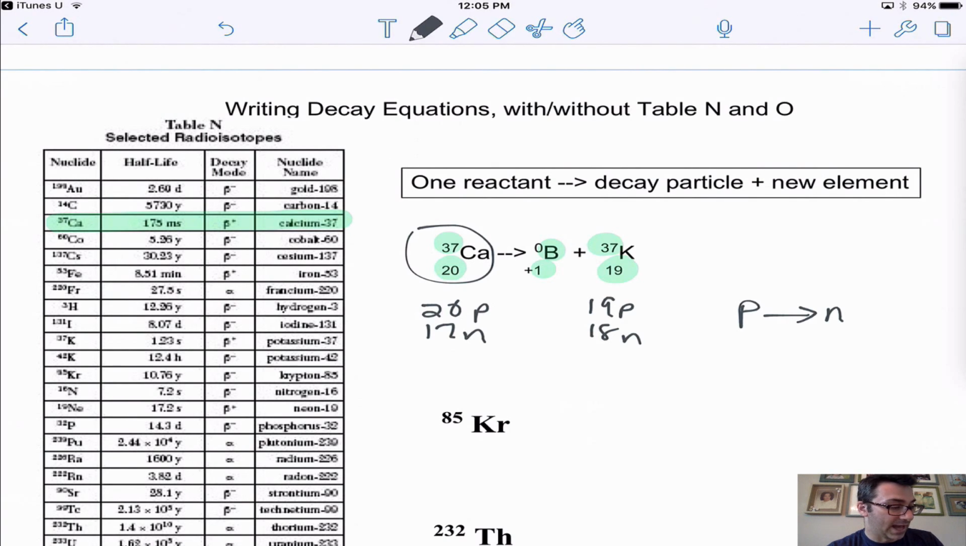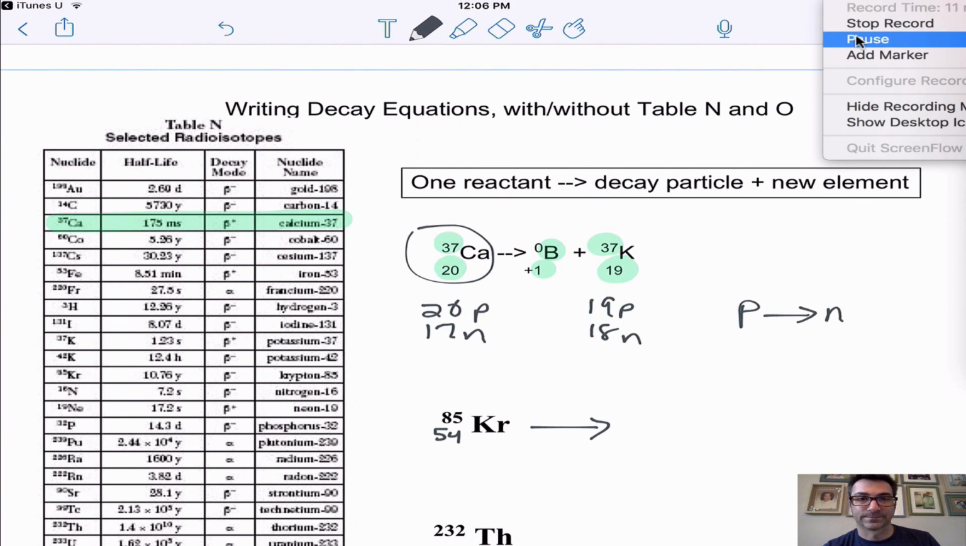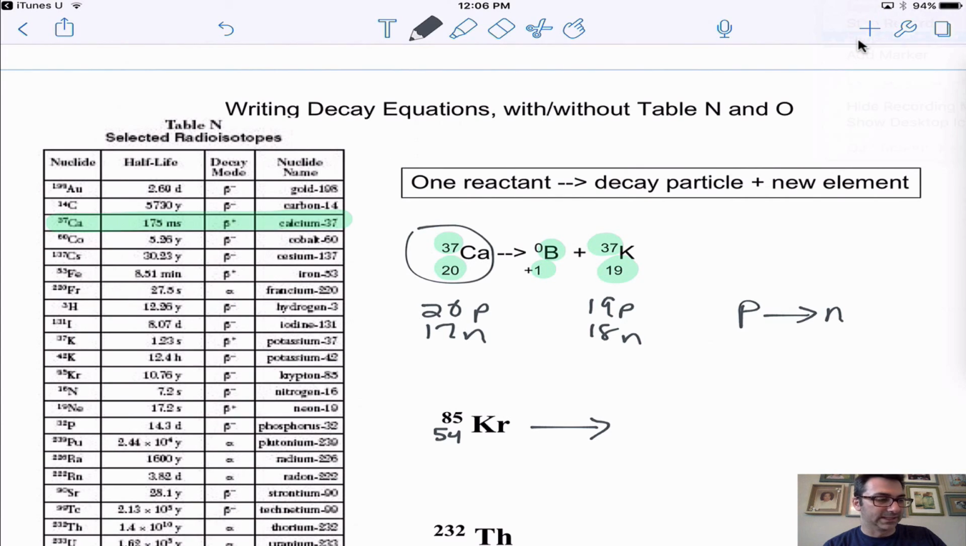Let's look at krypton 85. So first I need to go to the periodic table and figure out what krypton is. So I look up its atomic number in the periodic table. And so that would be 54. I'm pretty sure about that. Krypton is probably 54. Okay, so what does it become? Hold on one second. I'm going to check krypton's atomic number so I get it correct. It's totally wrong. It's 36. I thought xenon might be 54, and it was.